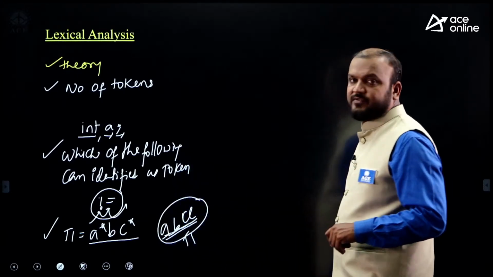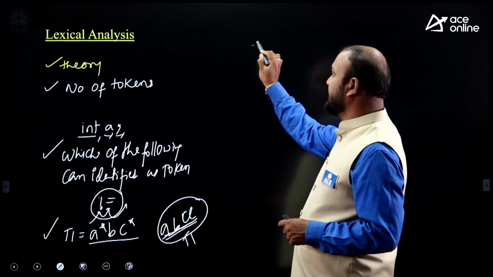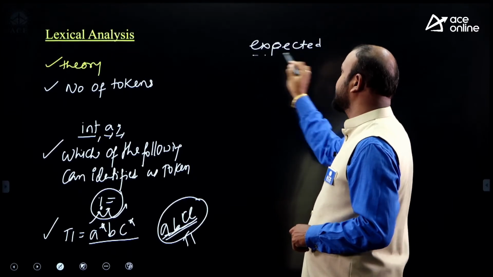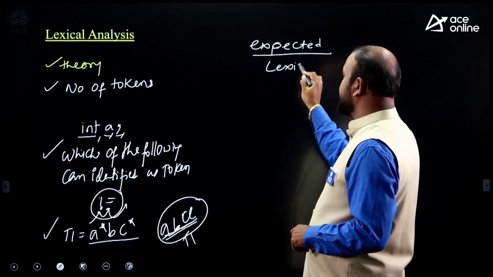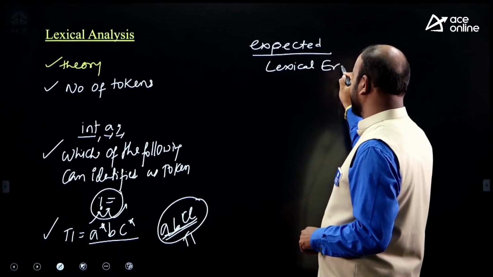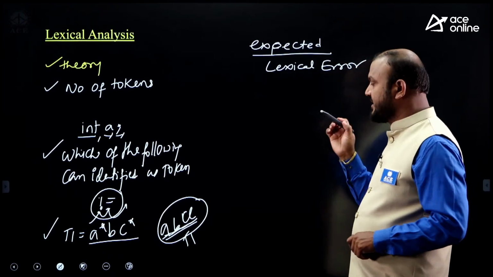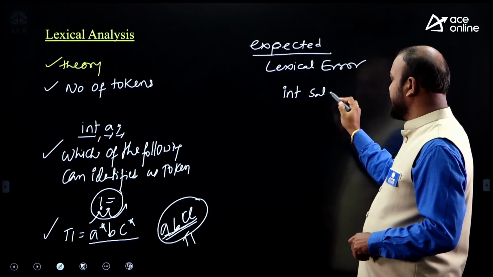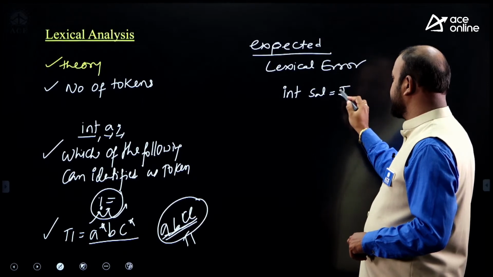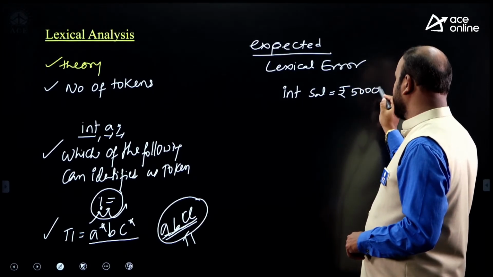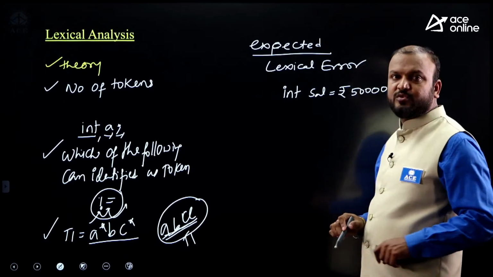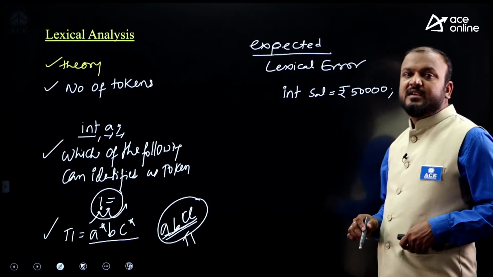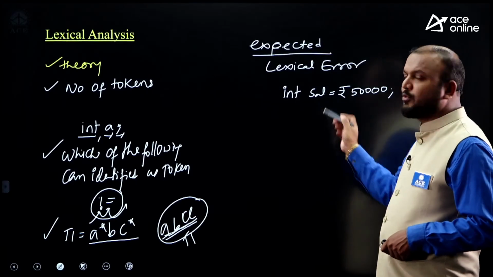Now, what is expected from the lexical analysis? Expected type of question: so far, no question has been asked on lexical errors. You can expect a question on lexical errors. They may give you some program snippet like int salary equals rupees 50,000. The question could be like this: which phase of the compiler is going to identify the error in the program snippet?